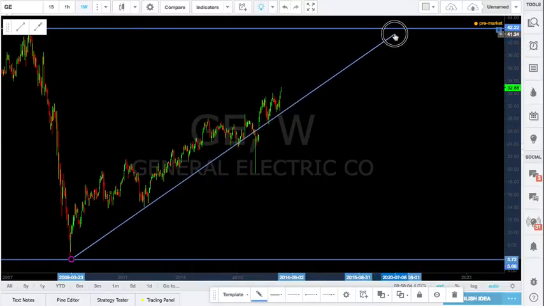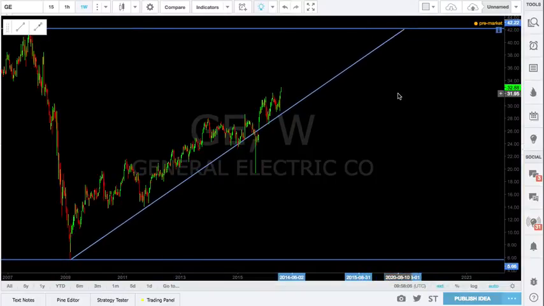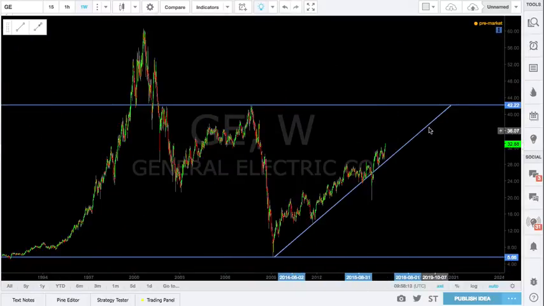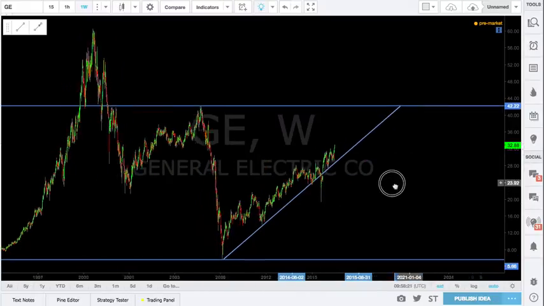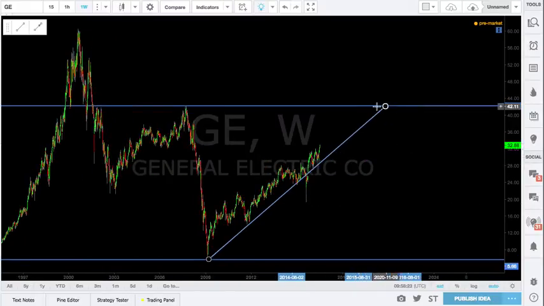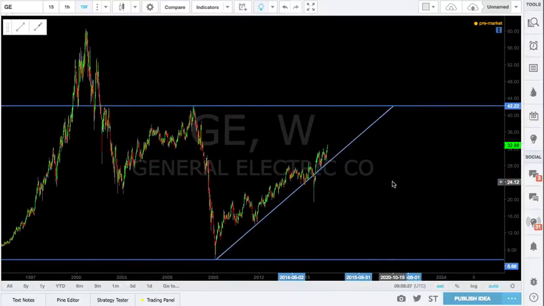I think it could go all the way up to 42 and just work its way up there, and I would imagine somewhere around there it's going to either break up or break out, or break down, sorry, and I wouldn't be surprised if it doesn't get that far, if it stops somewhere around here, but we'll have to wait and see.